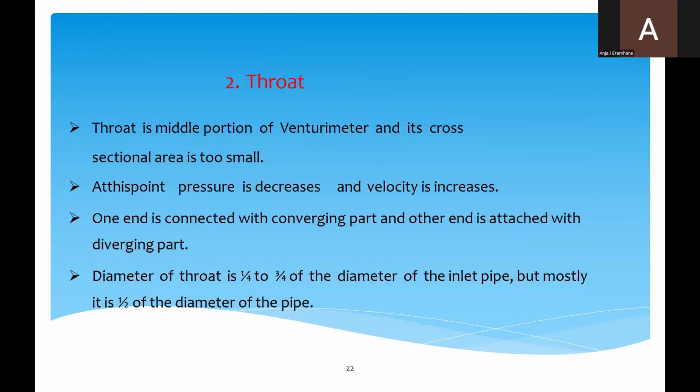Second, throat. The throat is the middle portion of venturimeter and its cross-sectional area is the smallest. The pressure decreases and the velocity increases. One end is connected with the converging part and the other end is attached with the diverging part. The diameter of throat is 1/4 to 3/4 of the diameter of the inlet pipe, but mostly it is 1/2 of the diameter of the pipe.